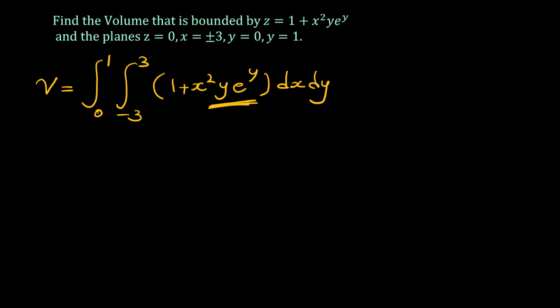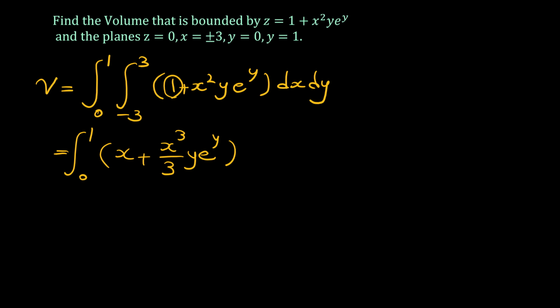Attention, for integrating with respect to y, because of this part, y times e to the y, we have to integrate this part by integration by parts method, but we want to first integrate with respect to x. Integral of 1 is x, and integral of x to the 2 is x to the 3 over 3 y e to the y. All of this is from negative 3 to 3 dy.